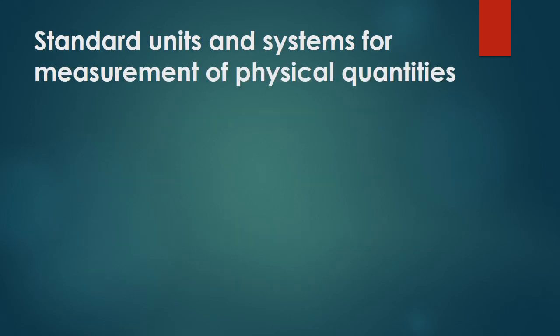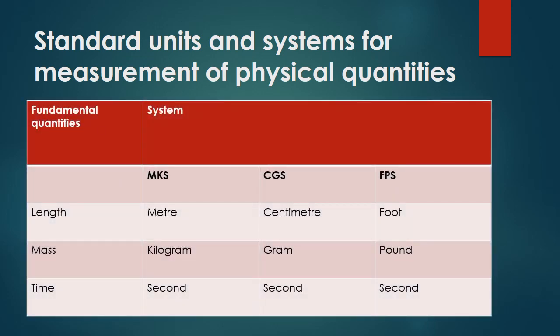So now coming to standard units and systems for measurement of physical quantities. There are three main systems. We can see here very clearly these three systems are MKS, CGS and FPS. How do they get their names? Why are they named like this? For these I have taken an entire table to explain the thing to you. So these systems get their names from these three main fundamental quantities: length, mass and time.